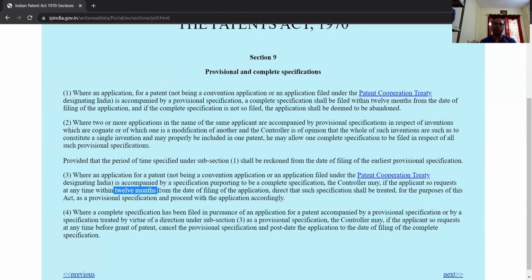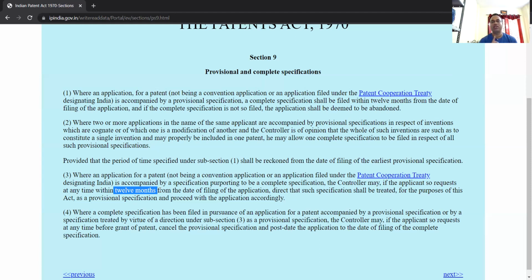Although the complete specification has to contain claims and everything, suppose you file a complete specification in the first instance on January 1st, and then you do some research and realize you need to add more detail to it. Then you can convert that complete specification and say that it is my provisional specification. The moment you convert the complete into provisional, you become eligible to file another complete specification, because if you have already filed a complete specification, you cannot file a new one. So a complete specification is filed only once.